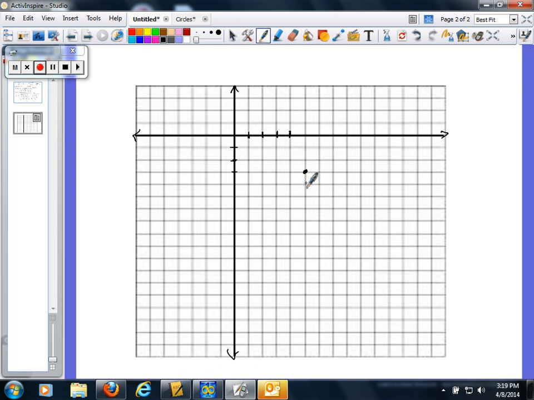So that's going to be 3, 6, 9, 12, 13. So I can have a point here. 3, 6, 9, 12, 13 is going to be a point there. And then I'm going to do the same thing. So basically I'm going to go up 13, down 13, and then from here I'm going to go right 13 and left 13.